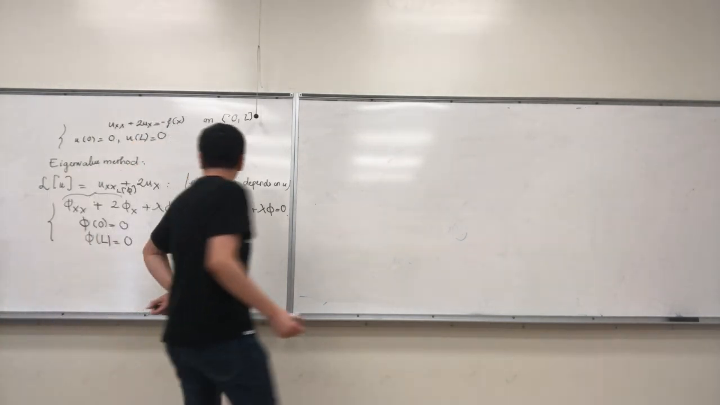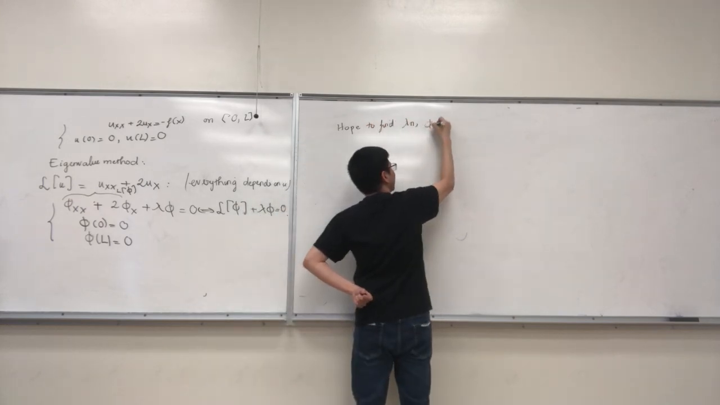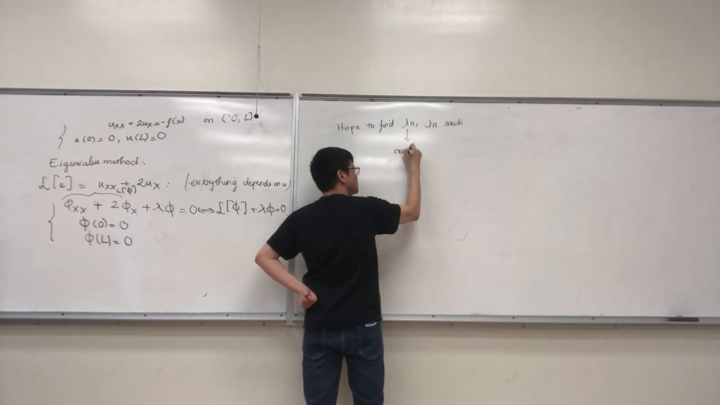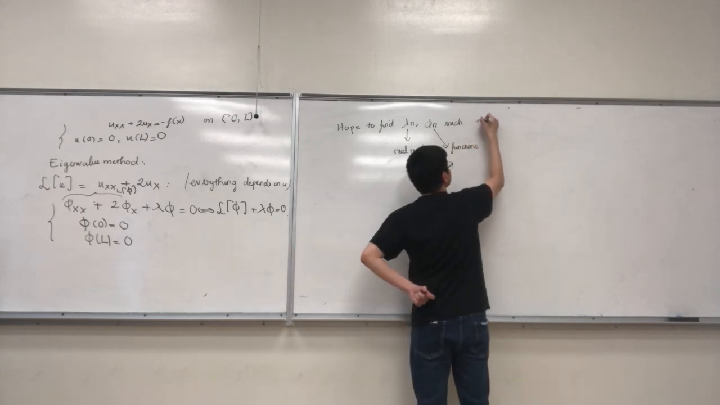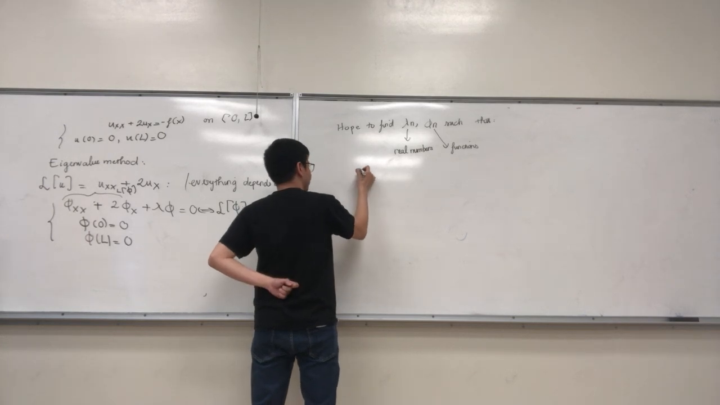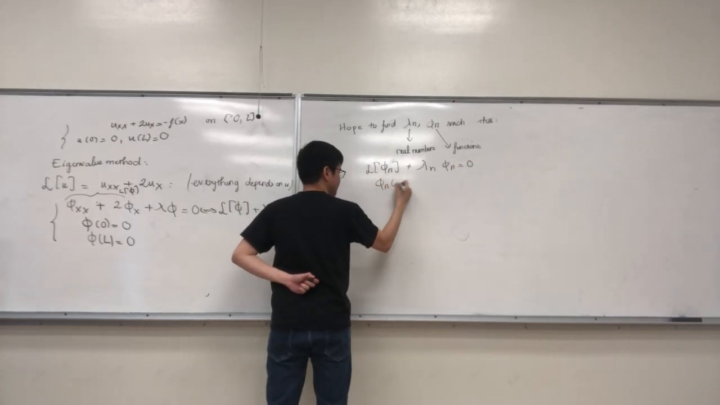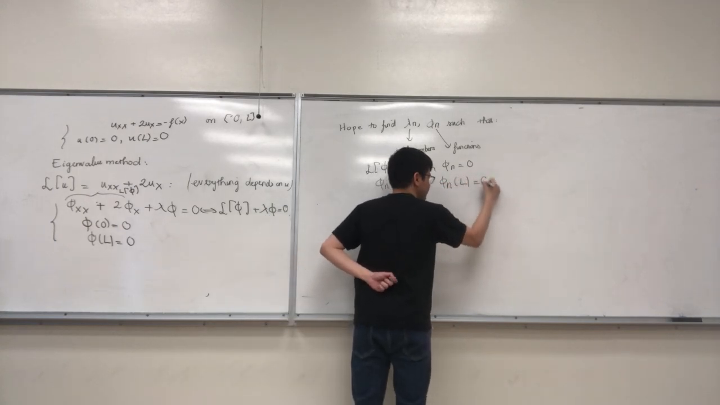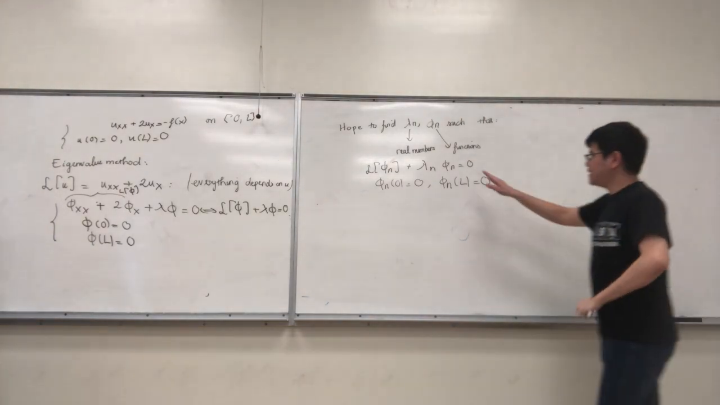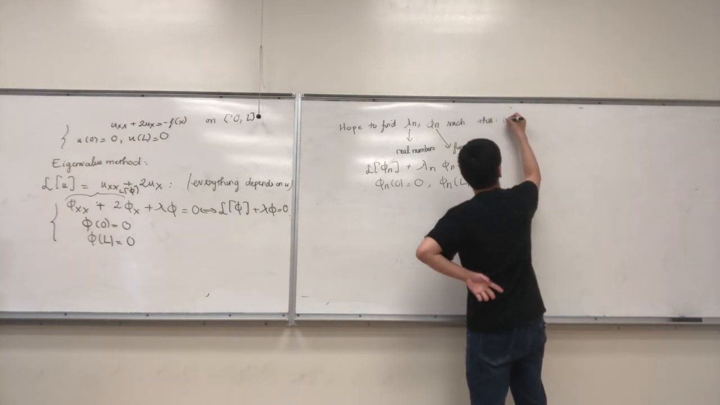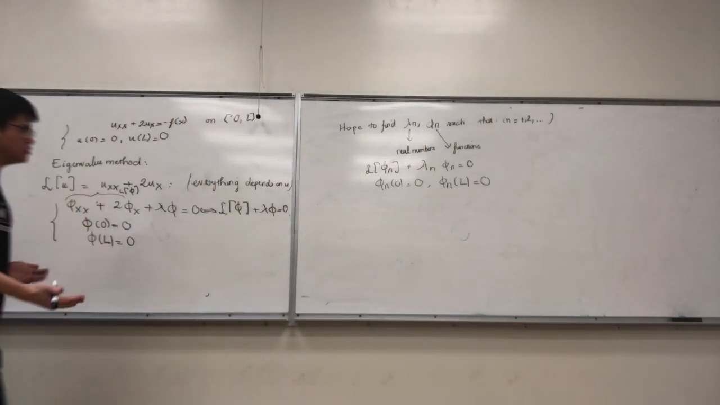All right, so after using this method, what we hope to find is lambda n and phi n such that, so this is real numbers, this is going to be functions, such that L of phi n plus lambda n phi n is 0, phi n(0) is 0, and phi n(L) is also 0. All right? So the idea of the eigenvalue method is to find the lambda n and the phi n. So n is going to be 1, 2, 3. Right, so you're gonna find a sequence of eigenvalues and a sequence of eigenfunctions that satisfy this equation.